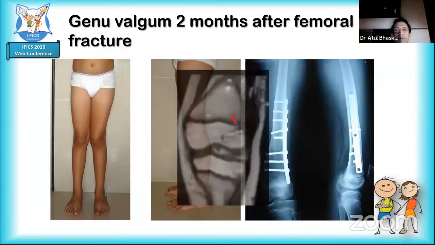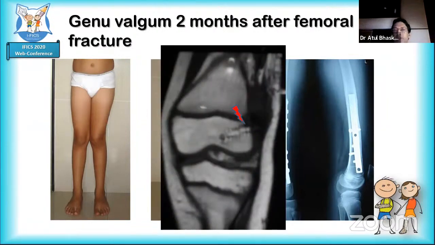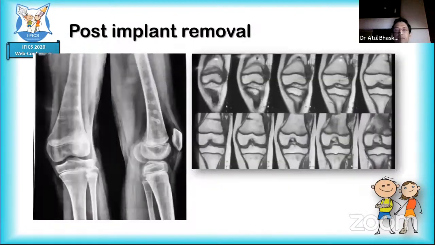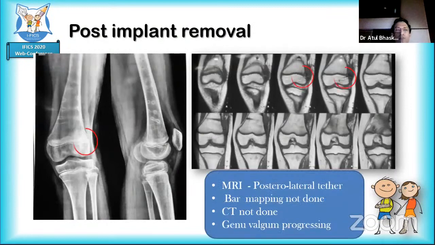Let's move forward. So anyway, this child had a screw going through the physis, which was confirmed on the MRI scan, and this screw was then removed. Next slide, please. And this was 6 months after implant removal. You can see there are some changes on the lateral side. An MRI scan was done. There was no CT scan done, and there was no fascial mapping done because there was no software available. But there was a lateral tether which was confirmed on the MRI scan.